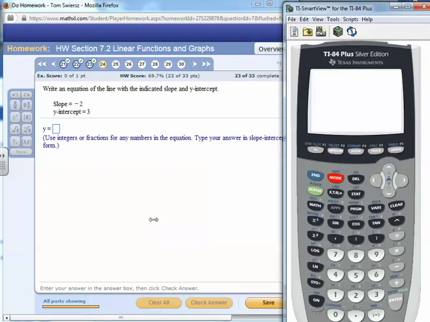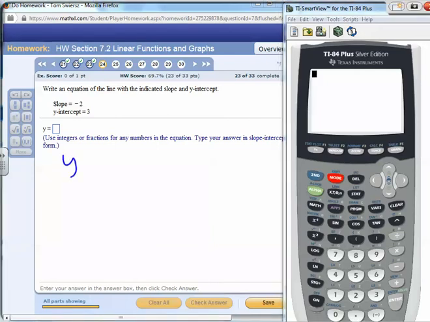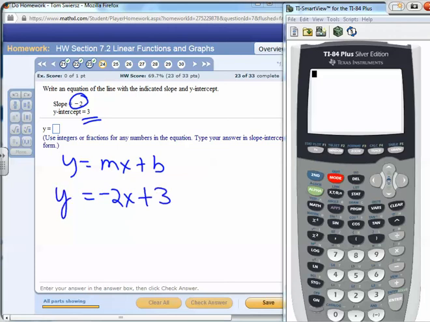Number 20, homework exercise 24. Write the equation of the line with the indicated slope and y-intercept. Slope is negative 2, y-intercept is 3. Again, you know y equals mx plus b. M is the slope. The slope is what? Negative 2, so it's negative 2x. Y-intercept is 3, so it's positive, so it's plus 3, and there's our answer.